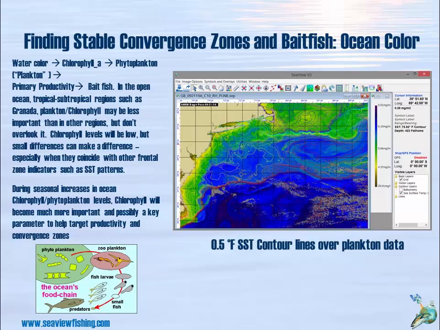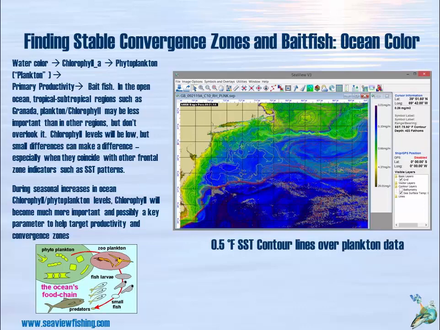The zooplankton, or animal plankton, will then start to eat the phytoplankton. This can happen over a period of days to weeks. Then the planktivorous fish and other animals will show up and start feeding on the zooplankton. This is where the baitfish schools will start to concentrate and attract larger predators such as tuna, swordfish, and marlin.